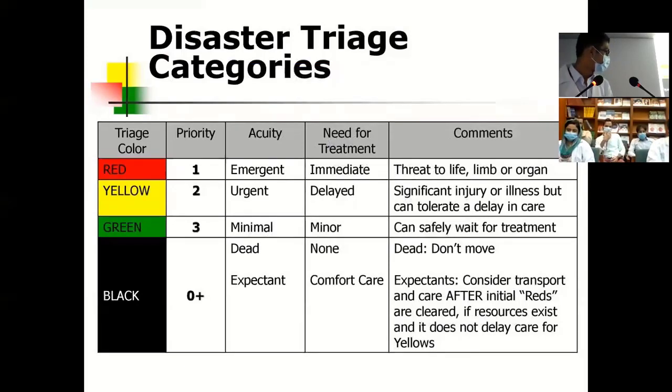Also there is black, in which we cannot do anything, so they are labeled dead or expectant, and we cannot move them. Consider them only after all the red patients are treated first. Consider them after the initial reds are cleared, if resources exist and if it does not delay patient care for yellow, then care for black patients.